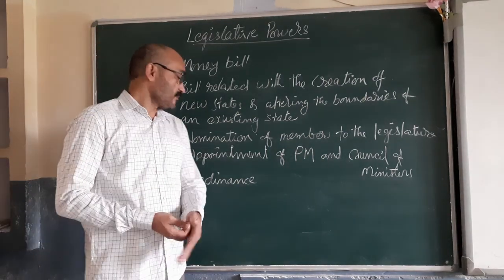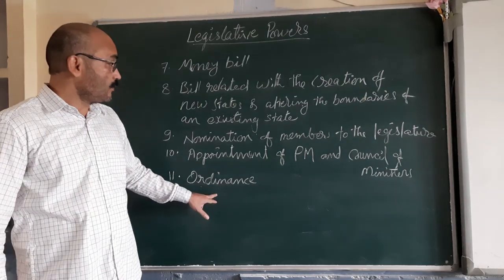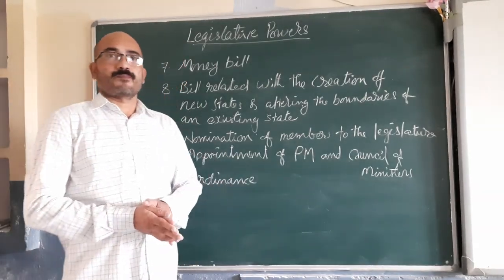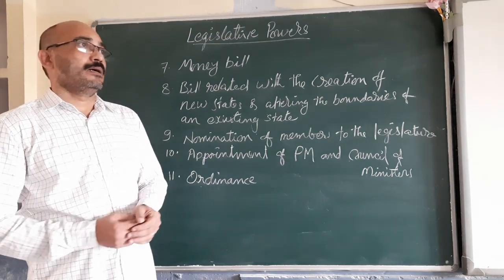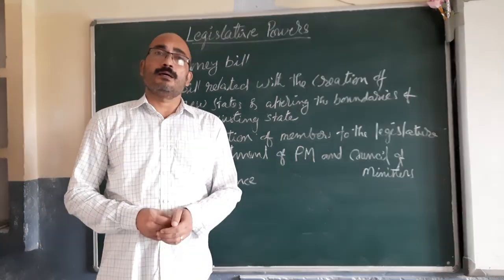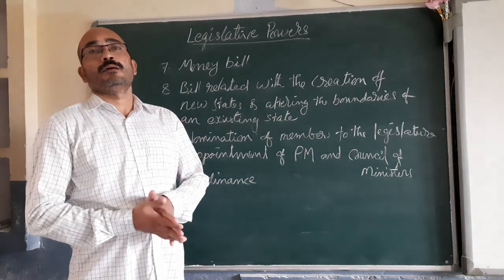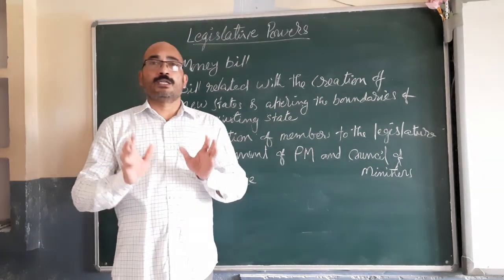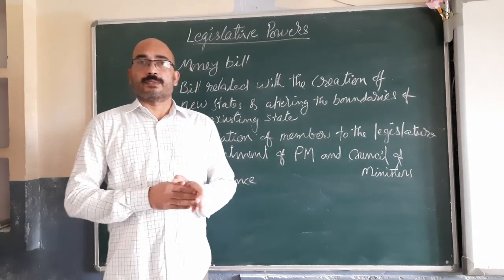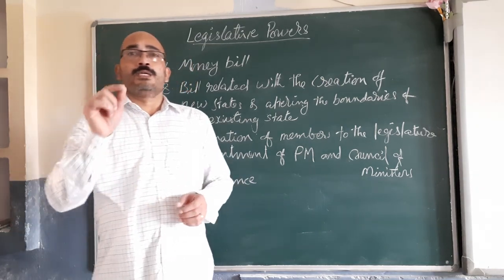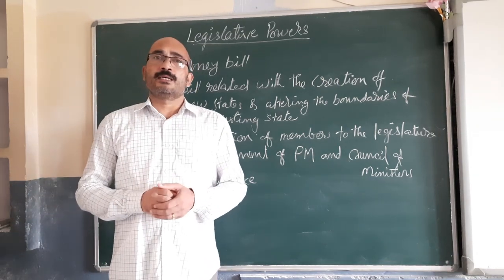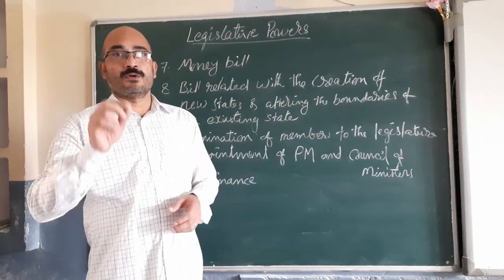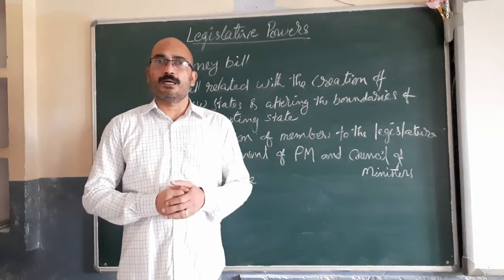Ordinance. Another legislative power is ordinance. The president can promulgate an ordinance. Not only the president, at the state level, the governor also can promulgate an ordinance. Ordinance is an executive power of the president. An executive order issued by the president is called an ordinance.